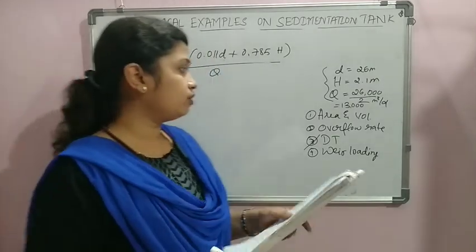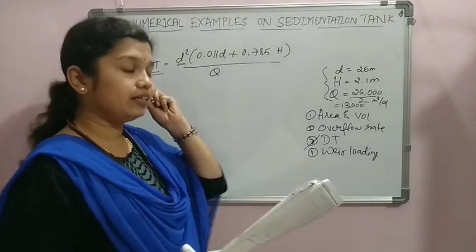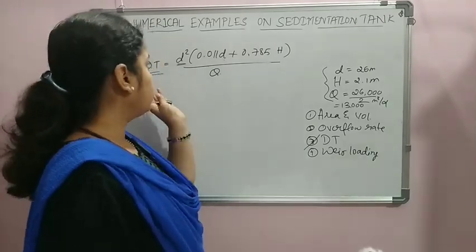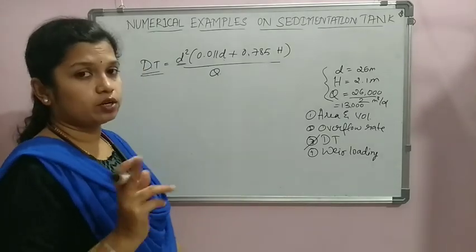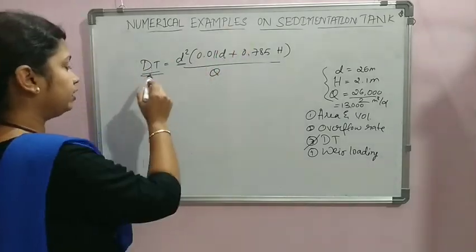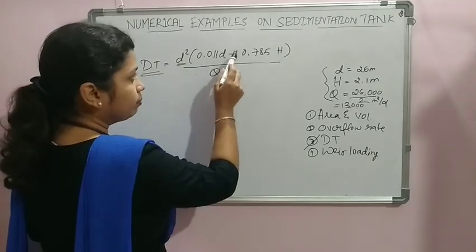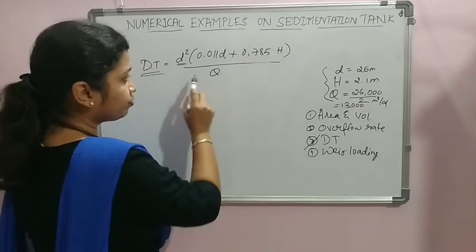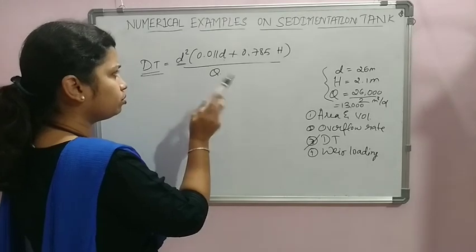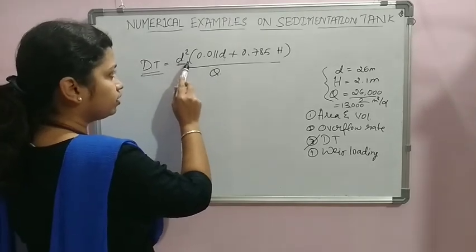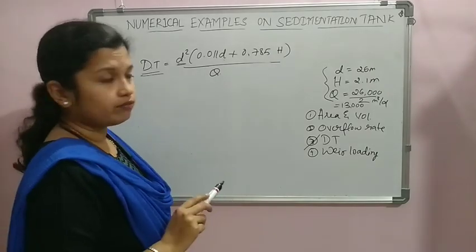In order to find the first one, the area and the volume, first of all we need to calculate the detention time. So let us calculate it. This formula we have already used previously in one of the designs, on a circular sedimentation tank. Detention time DT is equal to D square into 0.011 D plus 0.785 H, divided by Q. Here we have all the data to substitute into this problem: D is the diameter, H is the depth, and Q is the flow.